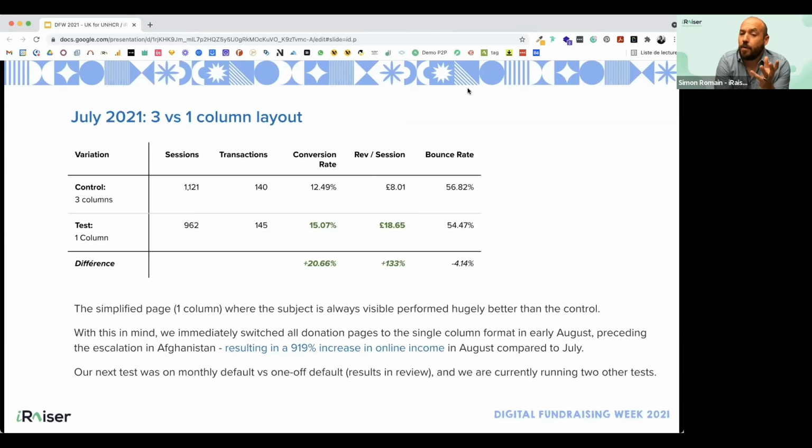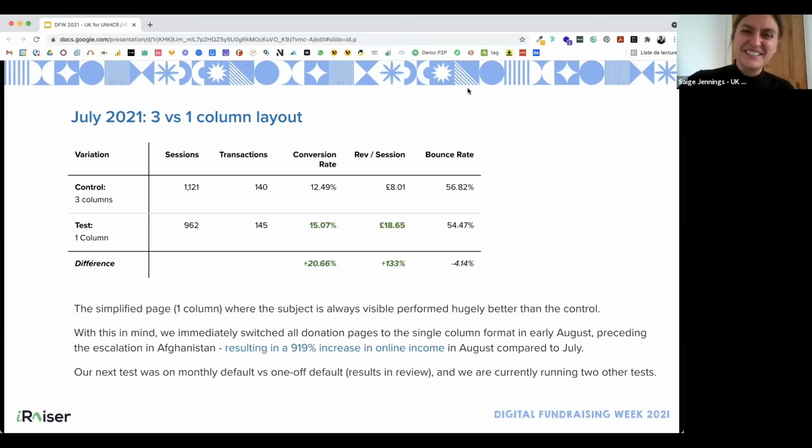And I have a question regarding the segmentation. Did you try to test between different types of donors? Maybe someone that already knows you, a 3-column page which is much shorter and smaller could be much more efficient than the one column, compared with someone coming from social media who needs more inspiration. I don't know, did you try this kind of test, or at least consider it?